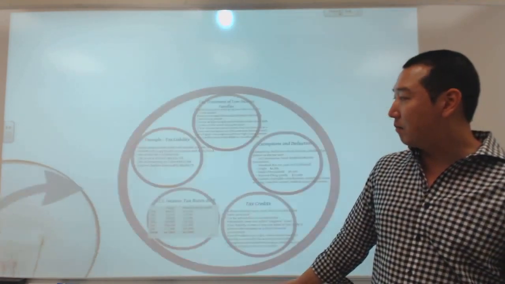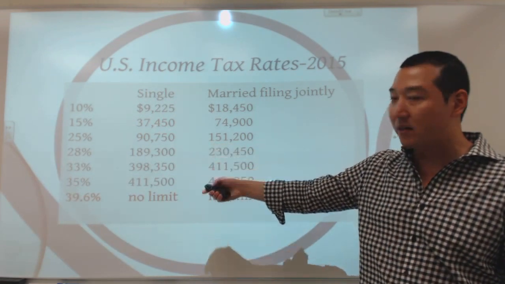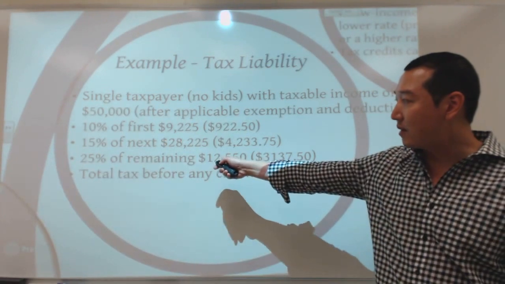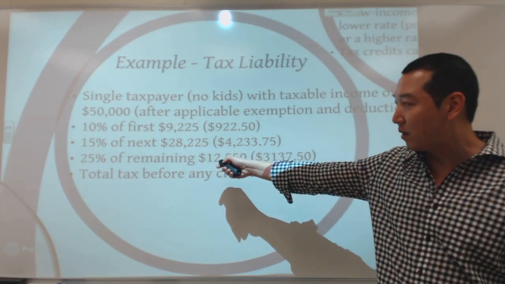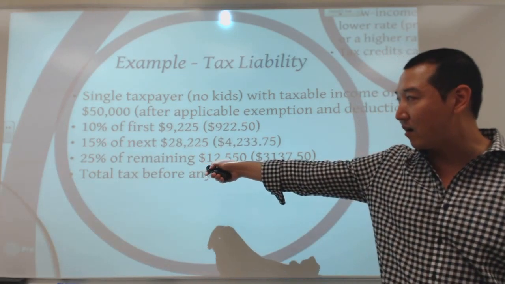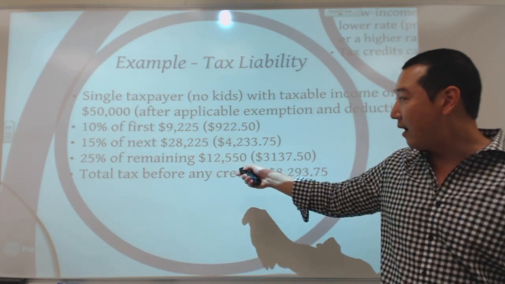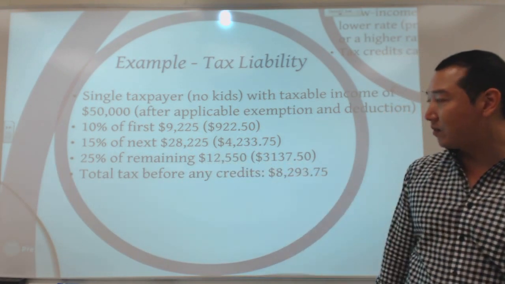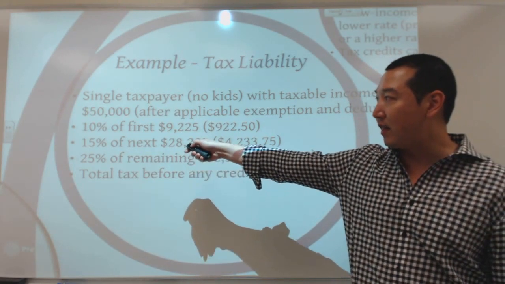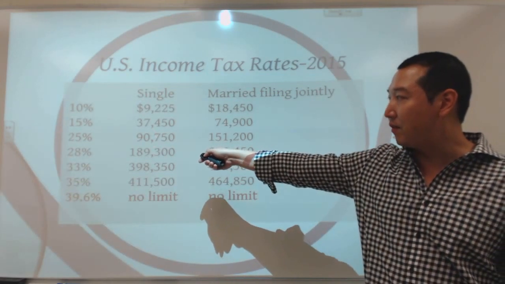And so from $9,225 to $37,450, and if you take that difference, that amount is $28,225. You're going to be taxed at a rate of 15%, and so that's what I've calculated here, 15% of the next $28,225. That amount comes out to $4,233.75.